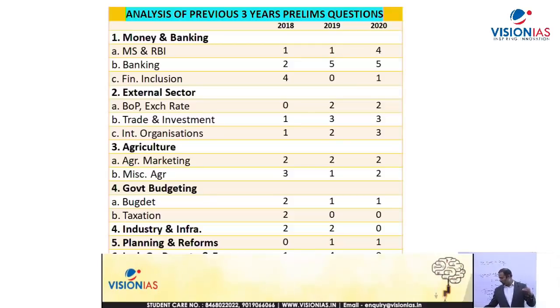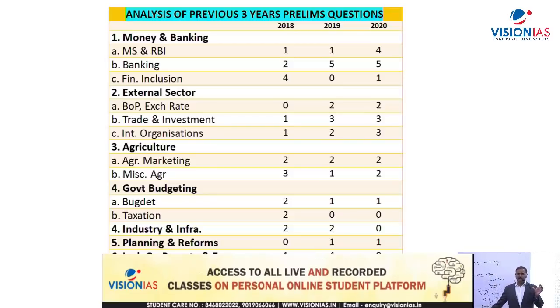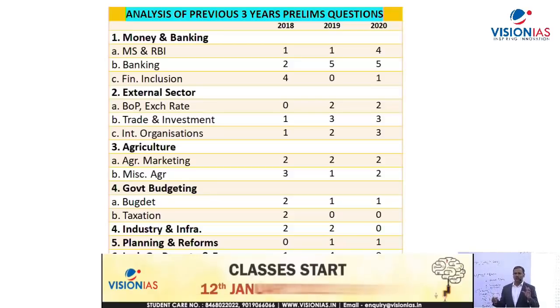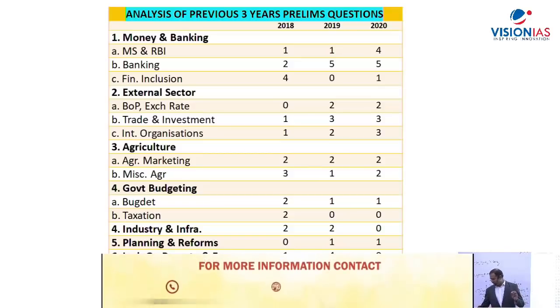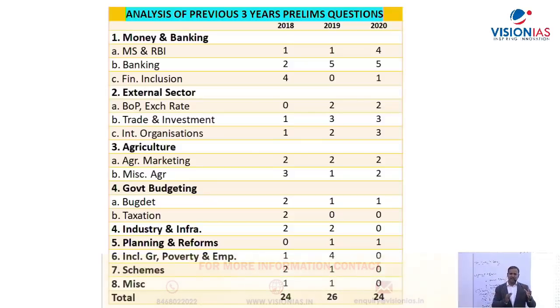One was based on some data: Indo-Sri Lanka trade, Indo-Nepal trade, trade of textiles, three statements were given. Another was: which of the following are members of G20? G20 is an important organization because all major economic decisions at the global level are taken by it. It consists of developed countries and emerging market economies like India, Brazil, China, Argentina, etc. Another question was on export and import: exports of goods are less than imports of goods, but exports of services are more than imports of services.